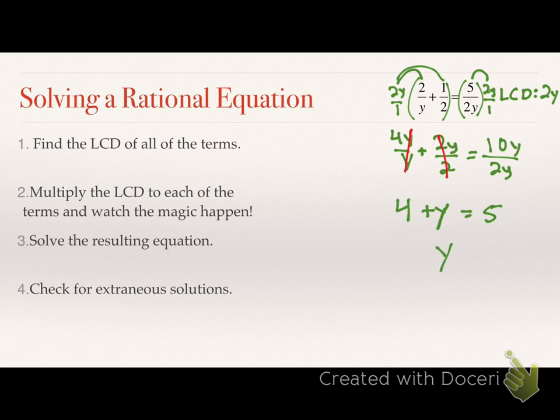We subtract 4 from both sides. We determine that y is equal to 1. Checking to see if it's extraneous, looking at my denominators, the only restricted value I see would be 0, and 0 is not the answer we got, so y equals 1 is a perfectly valid solution.